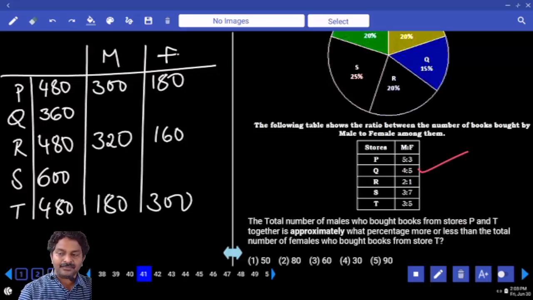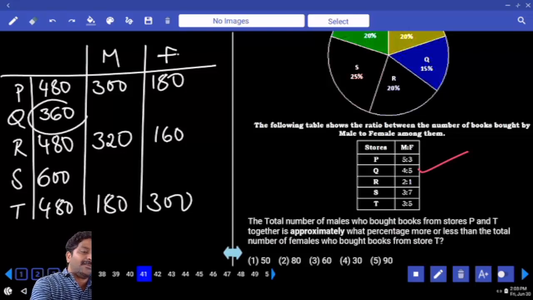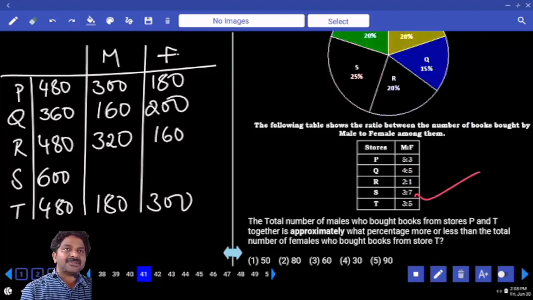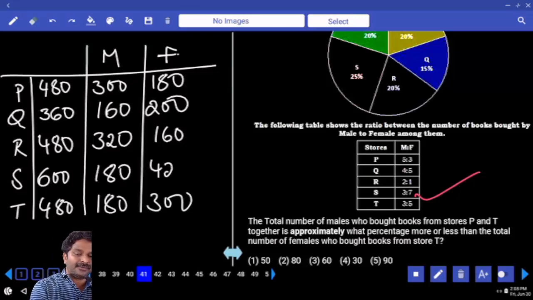Okay. Now Q. 9 parts. 9 how many times is 360? 40. 4 into 40 is 160. 5 into 40 is 200. Next. 3:7. Can I say 30%, 70%? 30%, 180. Remaining 420 comes here.